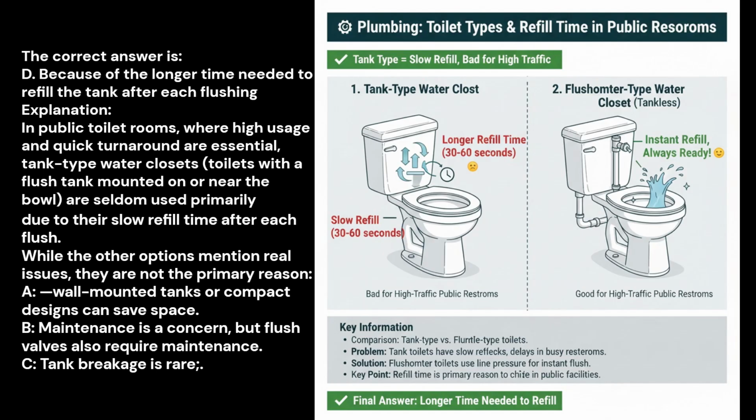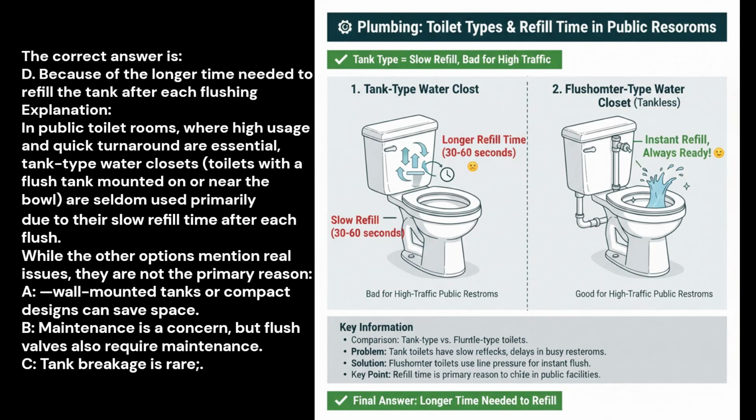Explanation. In public toilet rooms, where high usage and quick turnaround are essential, tank-type water closets, toilets with a flush tank mounted on or near the bowl, are seldom used primarily due to their slow refill time after each flush. Flush valve, tankless toilets, which are directly connected to the main water supply under full pressure, refill almost instantly and can be flushed repeatedly without delay.